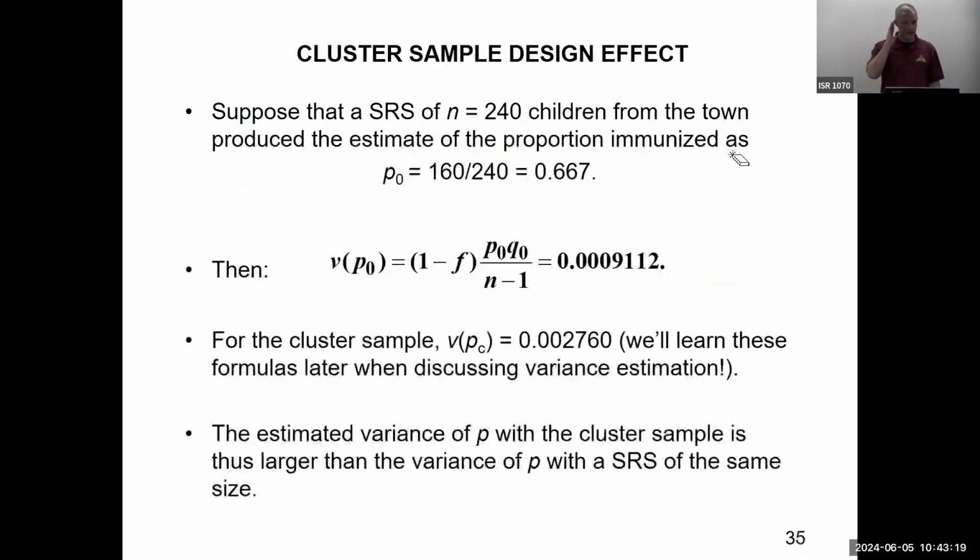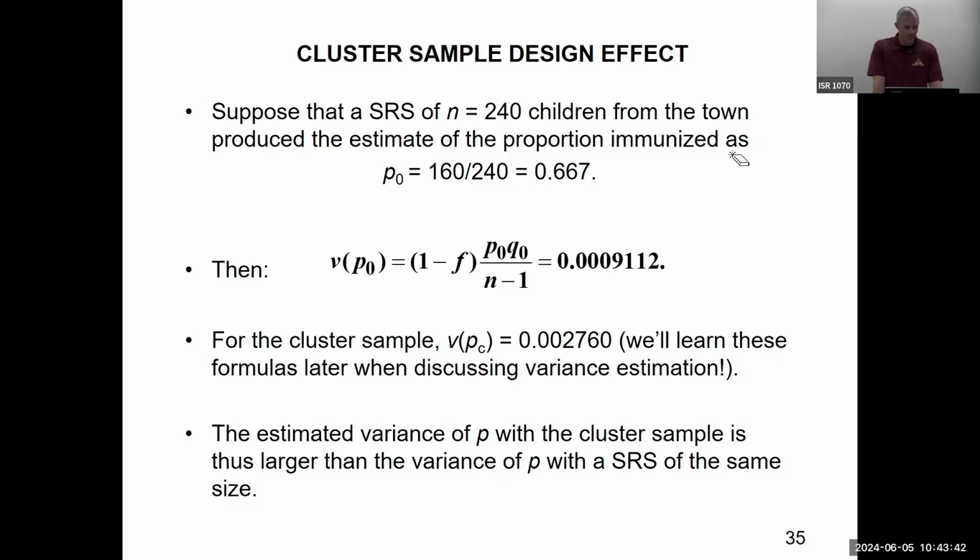So again, thinking about the design effect. Suppose you have a simple random sample of 240 children, same sample size. Design effect is always talking about a simple random sample of the same size. And you produce an estimate of the proportion immunized, just like we saw on the previous slide, overall of 0.667. So two-thirds of kids are immunized. That's our point estimate.